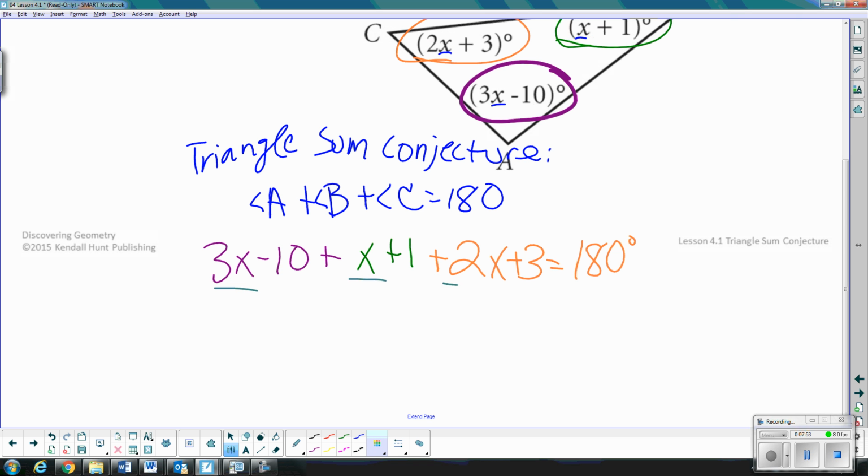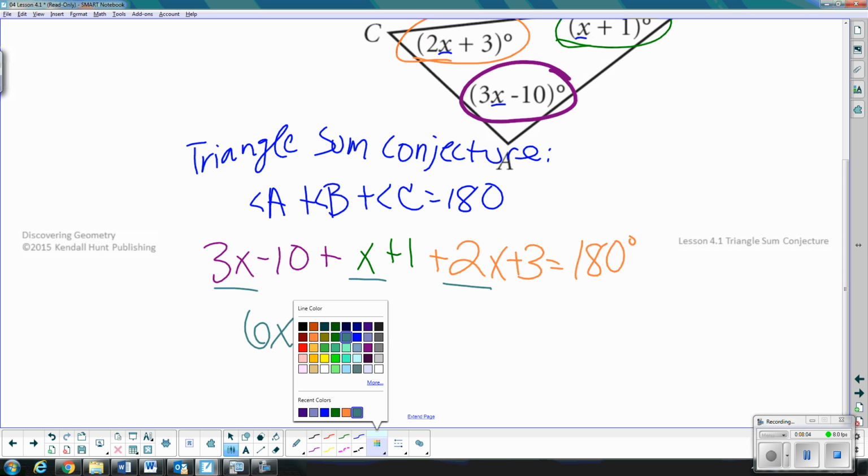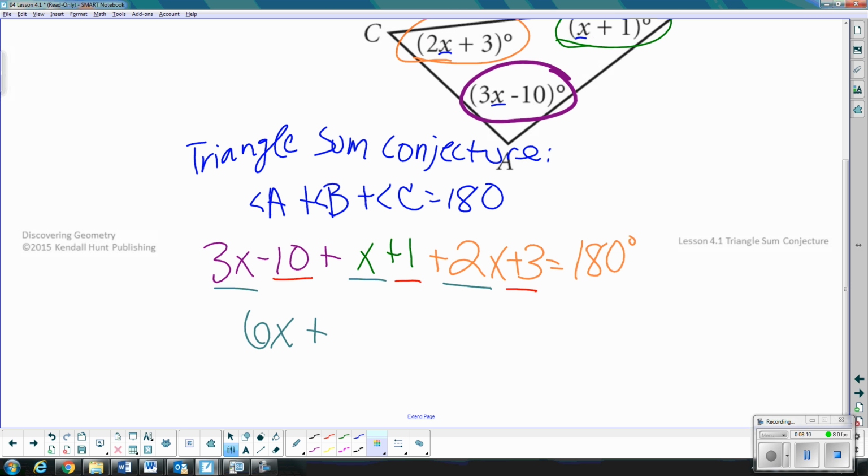So our x's: 3x plus x is 4x, plus 2 more x. That's 6x. And then our non-x's: -10, 1, and 3. So that gives us 6x minus 6 equals 180.